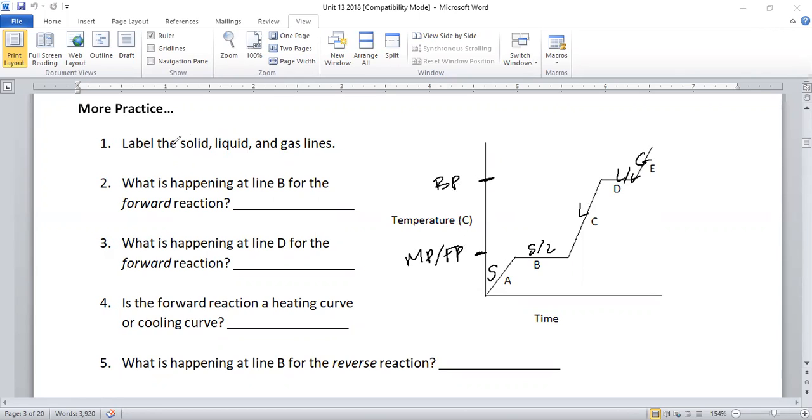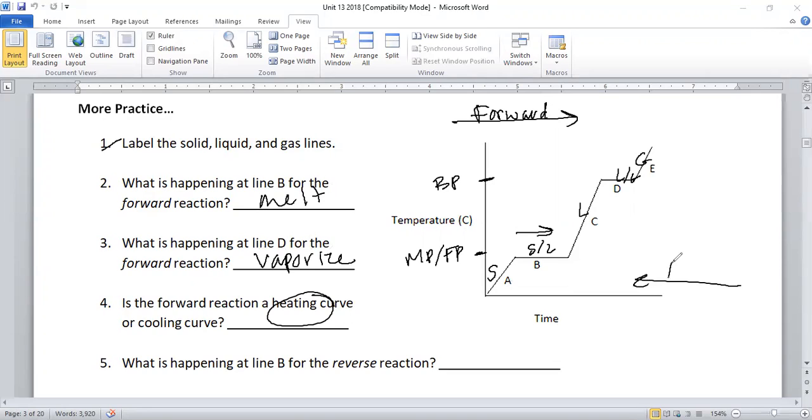Okay, so we did that for number 1. What is happening in the forward reaction? The forward reaction is this direction. So at line B in the forward direction, we are melting. Forward direction for line D, vaporizing. Is the forward reaction a heating or cooling curve? It's heating because your temperature is getting higher. At line B, what's happening in the reverse direction? Reverse is just top to bottom, or right to left. So letter B is freezing.